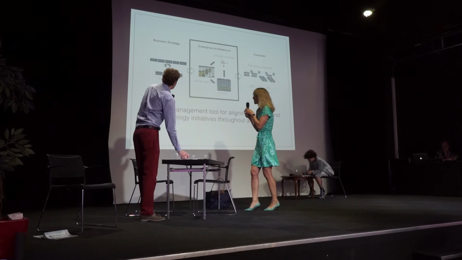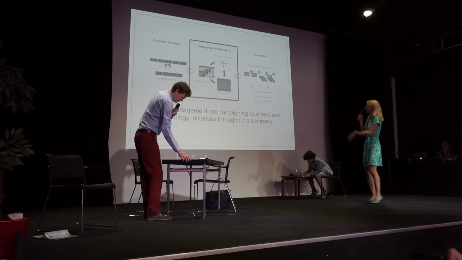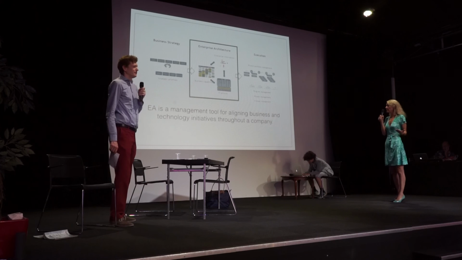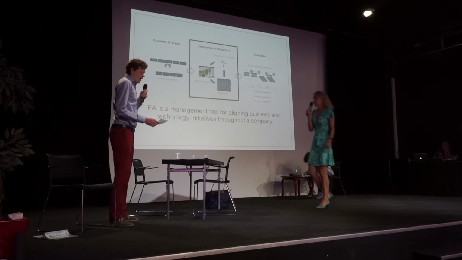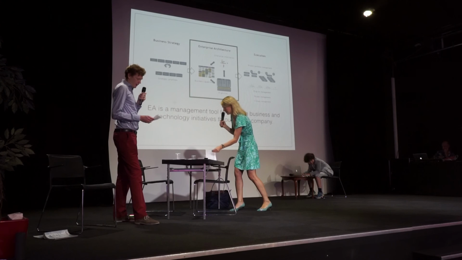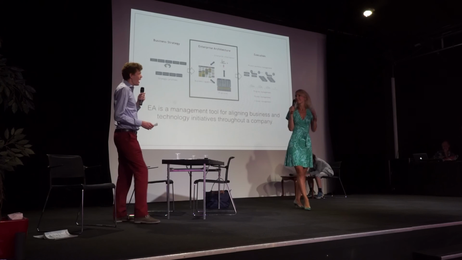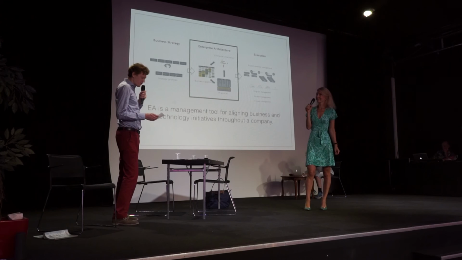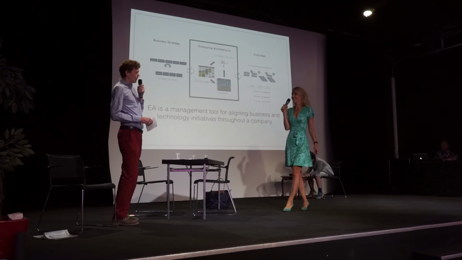You see, if you take a look behind that cloud, there are a lot of business capabilities, and enterprise architecture is a management tool for aligning business and technology initiatives throughout the company. Oh, well, it's a tool. Well, you know, we agile people prefer people who communicate over processes and tools. The Agile Manifesto, you know? All this sounds very abstract and complex. Just a thing to invent if you want to make more money as a consultant, in fact. But there's perhaps quite a lot of money to be made there, I think.